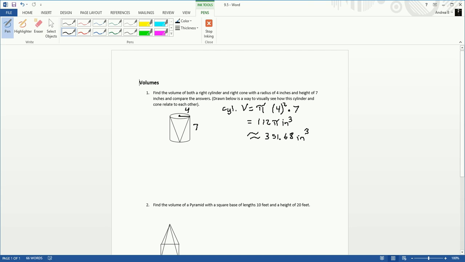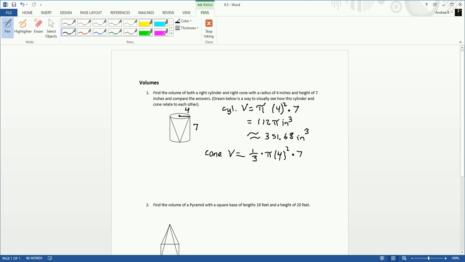And then if you're finding it for the cone instead, it's going to look very similar. The only real difference here is that this volume is going to be 1/3 of it. Or you can do the answer divided by 3 as another way of thinking of it. So you'd have 1/3 times your pi r squared, so the pi times the 4 squared, and then times the height, which was the 7.